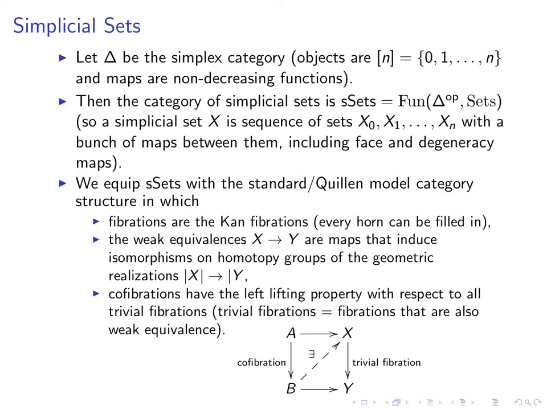A horn is kind of like the inclusion of a simplex where you omit a face to the full n-simplex. Okay, so then the weak equivalences are maps that induce isomorphisms on homotopy groups of the corresponding geometric realizations. And cofibrations have the left lifting property with respect to trivial fibrations, trivial being something that's a weak equivalence.